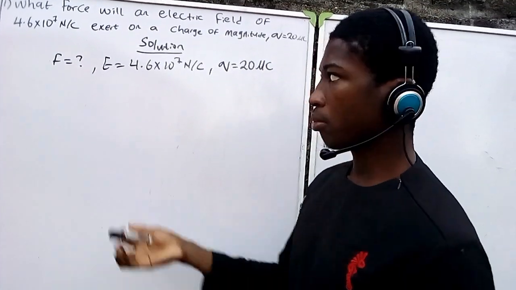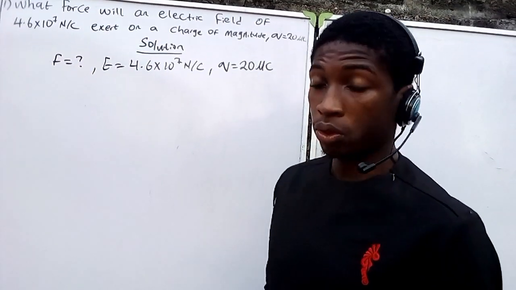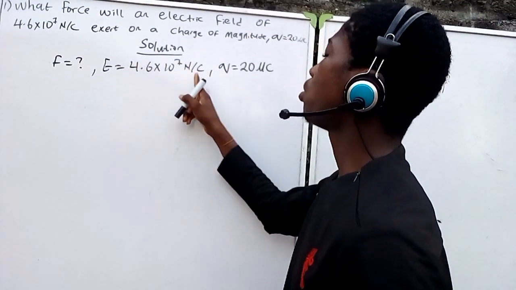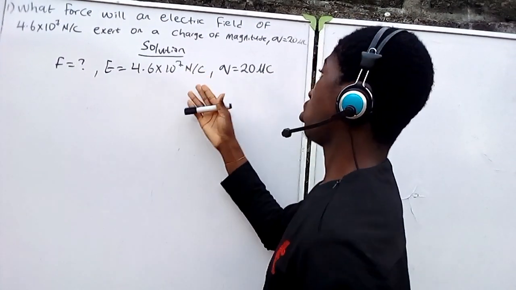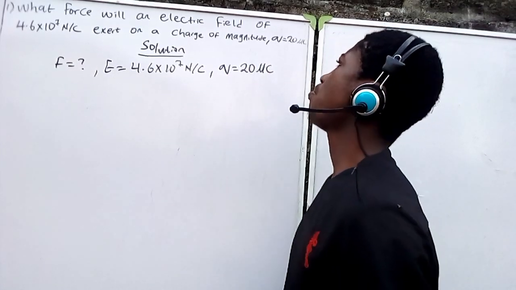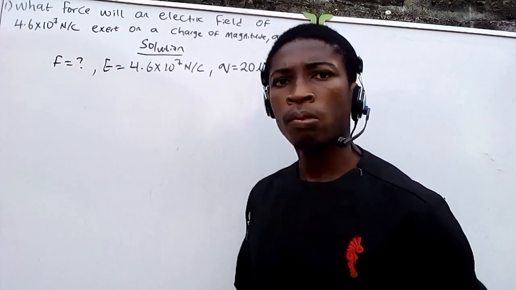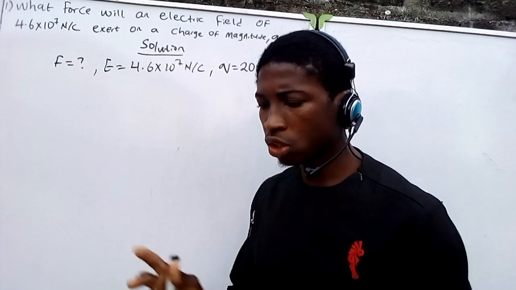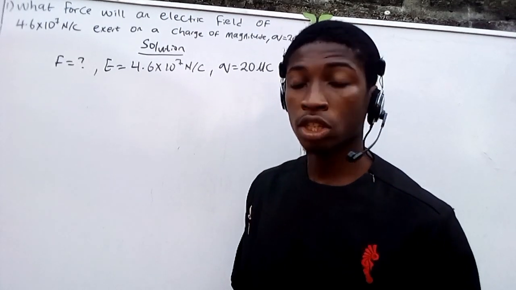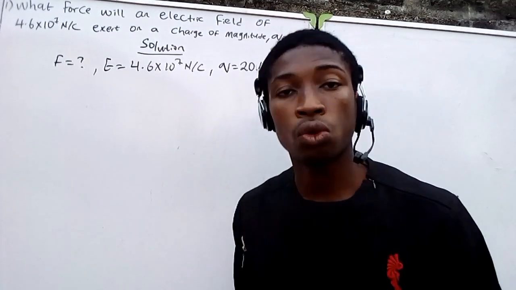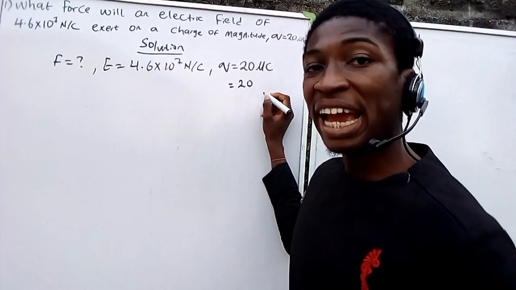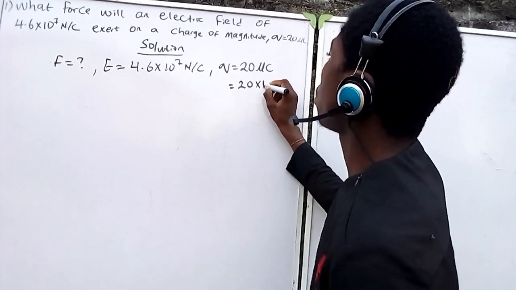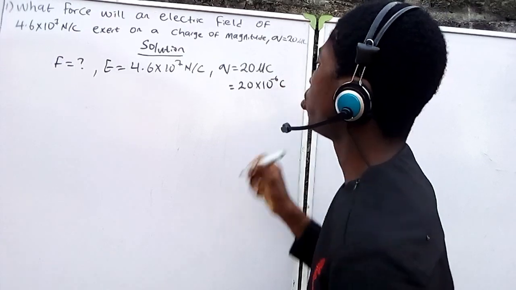So you check. Force, you're asking for force. Electric field, Newton per coulomb. Obviously, that is the unit of electric field. Charge, 20 microcoulomb. No, charge is in coulomb, not microcoulomb. So we need to convert this microcoulomb into coulomb. And how do you do that? This is equal to 20, and micro means times 10 raised to negative 6 coulomb.